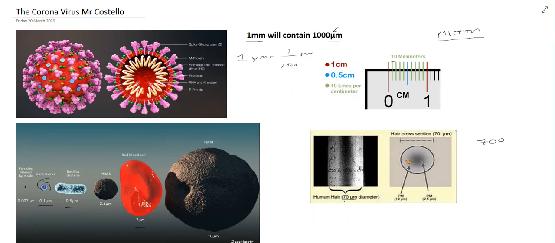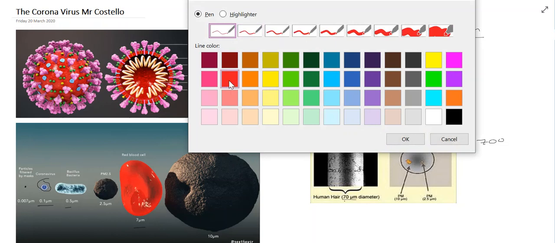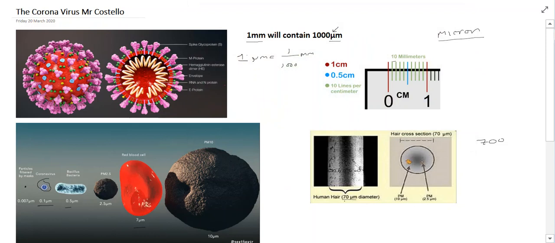So imagine we have a human hair. This is our human hair. Let me just change the color here. This is the width of a human hair, from hair to hair. Across that width, if we were to take coronaviruses and put them side by side by side, we would get 700 of them across the width of a human hair. This will give you an idea of how small the coronavirus actually is.